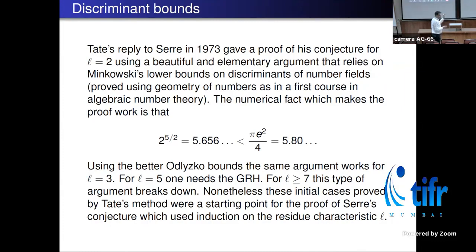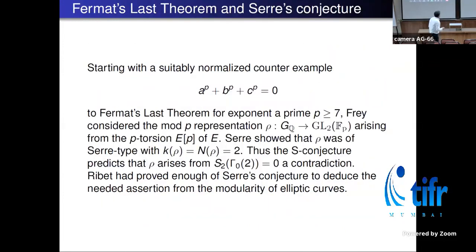Our proof of Serre's conjecture uses an induction on the prime l, and the initial cases are supplied by Tate's very nice and very elementary proof, which has nothing to do with modular forms. It's purely algebraic number theory. So one needs accidents. One needs to be lucky somewhere, and this is the piece of luck. Okay, so what is the connection of Fermat's last theorem and Serre's conjecture?